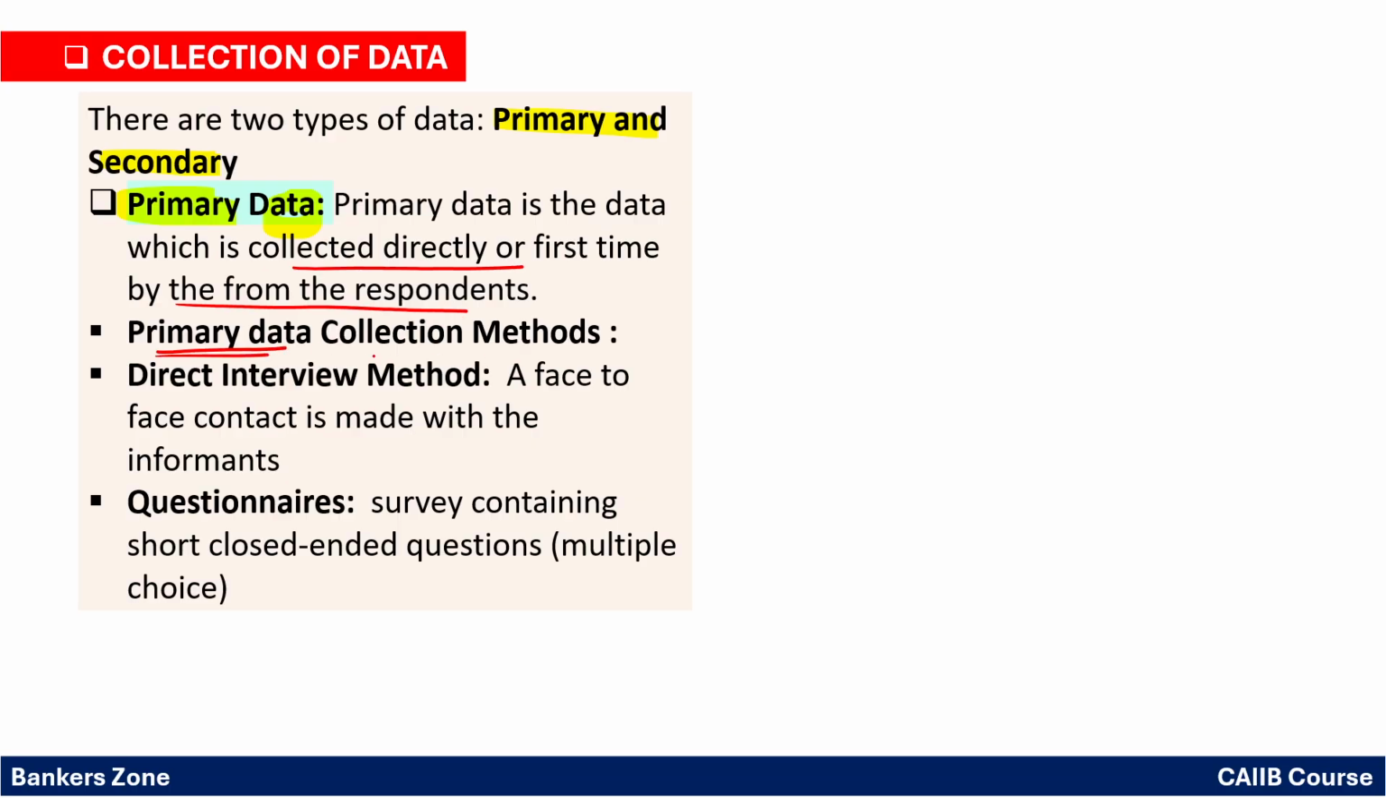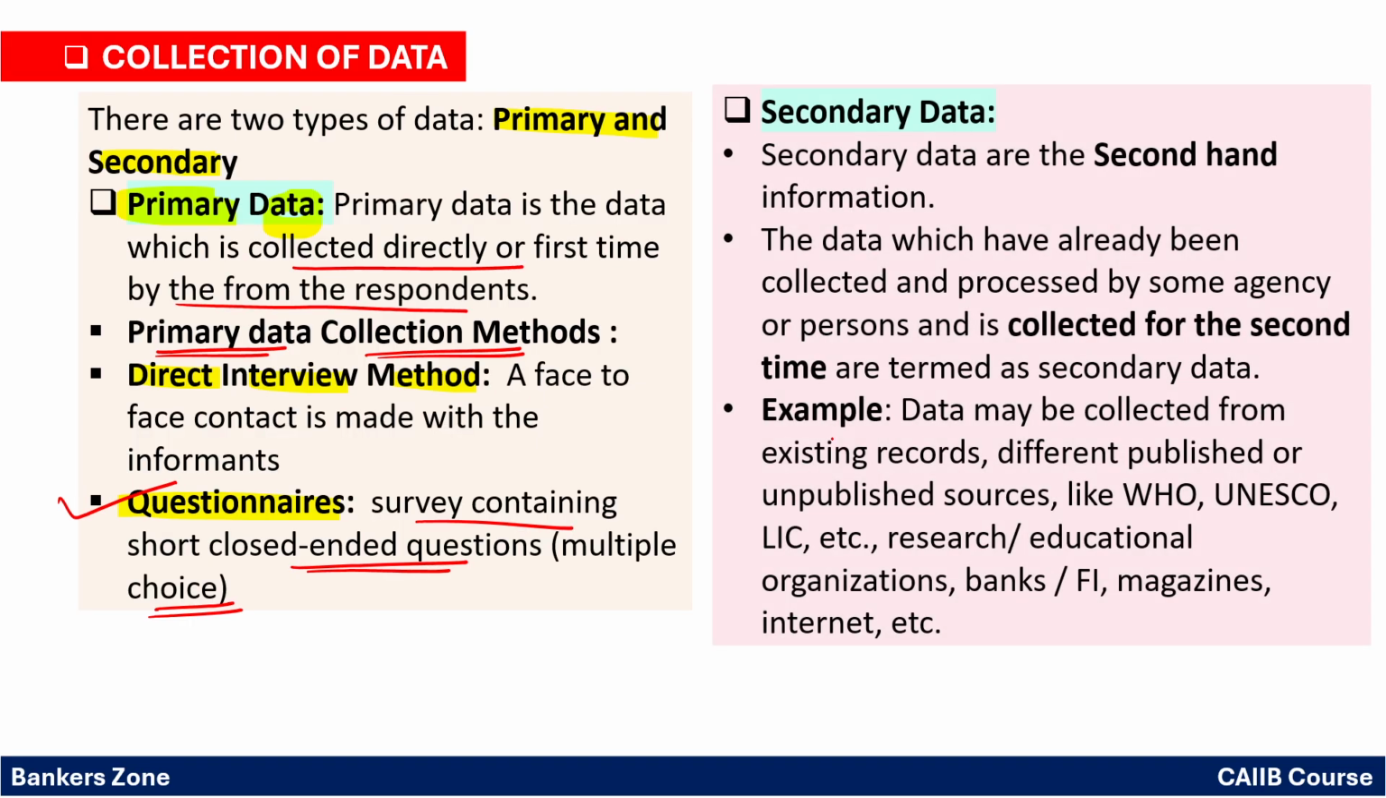For primary data collection, we have methods. First is the direct interview method. Here a face-to-face interview will be conducted to get the data. Another is the questionnaire. So we will have some survey, and there will be some questions. It can be multiple choice questions to get the data. Okay. Second, we have the secondary data.